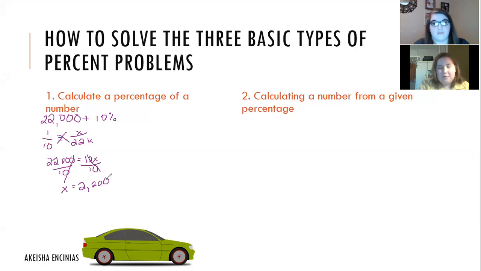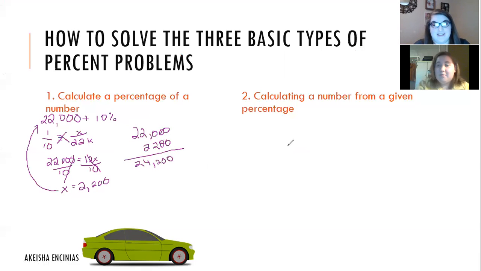But that's not what the question asked. The question was, how much you're going to end up paying altogether? So what you need to do is take this interest and add it back to the original. So your dream car is going to be 22,000 plus 2,200, giving you 24,200. That is a lot of money to pay extra, I'll tell you that.